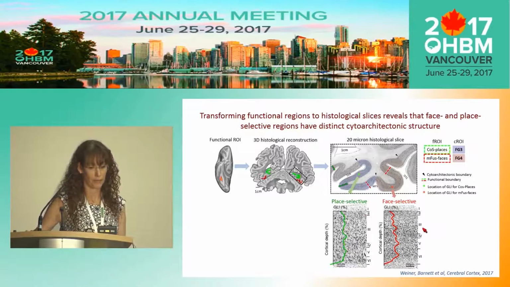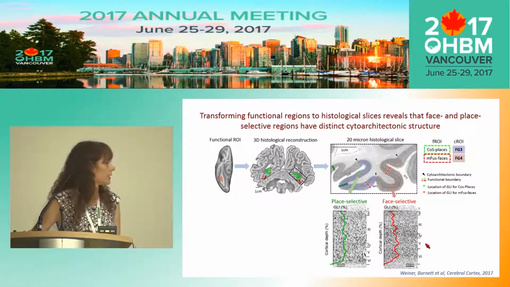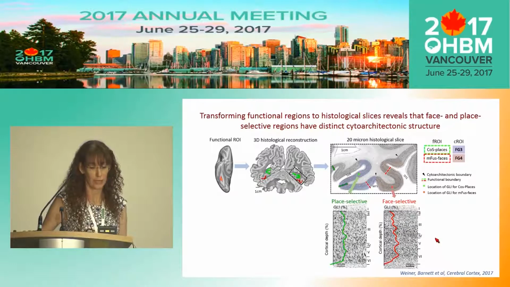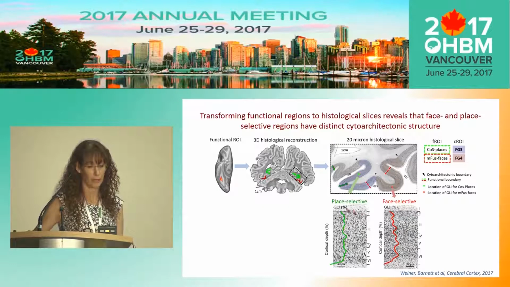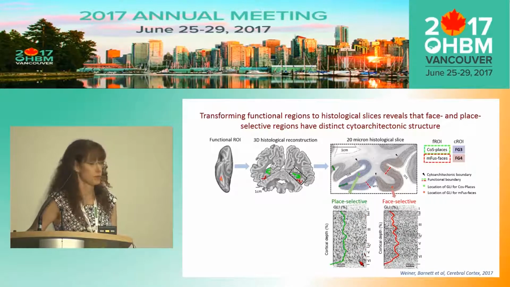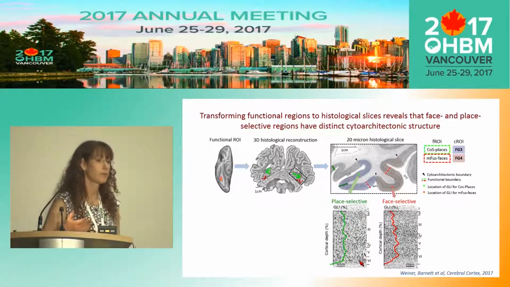For example, face selective cortex has a prominent layer 3 and a layer 4 with intermediate and large pyramidal cells. But if you look at place selective cortex, it has a dense but prominent layer 2 and layer 4 with granular cells. And so this is really important.